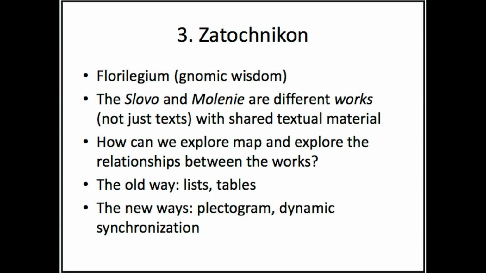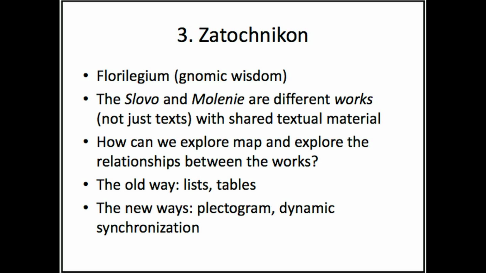The Zatochnikon is a study of the writings attributed to Daniel Zatochnik, a medieval Russian pundit, I guess you would call him. The text is a florilegium. It's a collection of wise sayings. There are two versions of the collection called the Slovo and the Malenia. They are not considered versions of the same text. They are considered different works that have a lot of shared textual material.